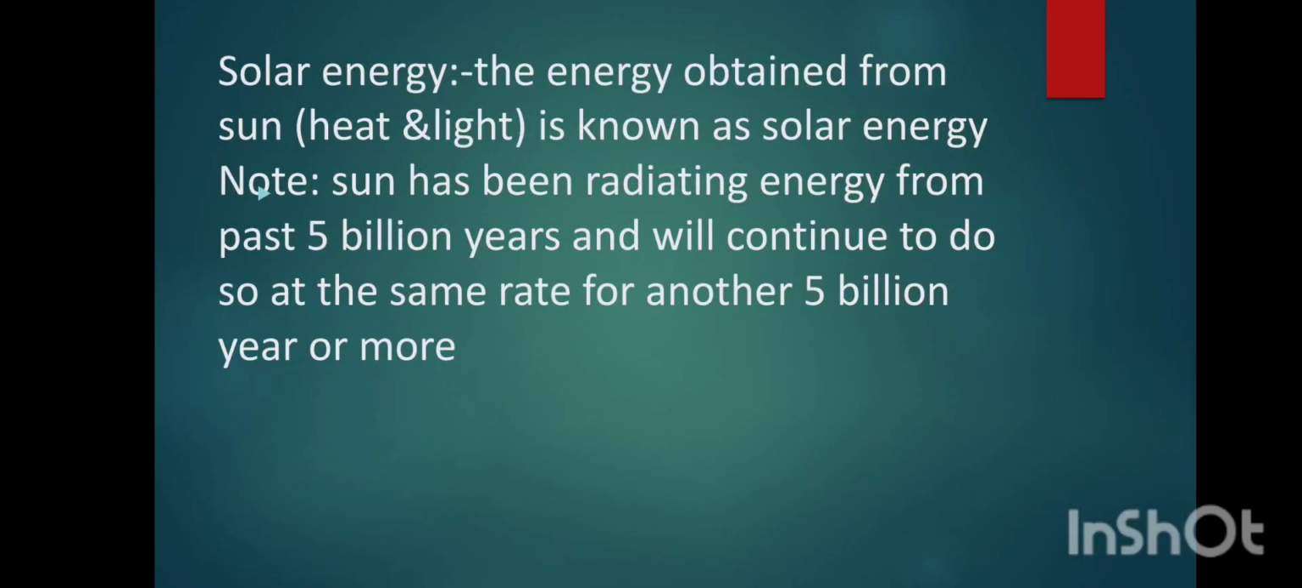Solar energy. Solar energy is the energy which has been obtained from the sun. As we all know, the sun has been radiating energy for many years, and it will continue to do so. Let's move to the definition of solar energy. The energy obtained from the sun, heat and light, is known as solar energy. The sun has been radiating energy for the past 5 billion years and will continue to do so at the same rate for another 5 billion years or more.